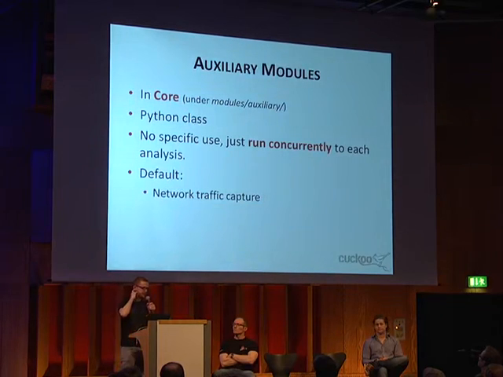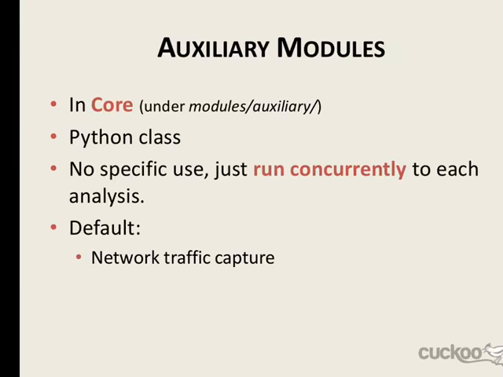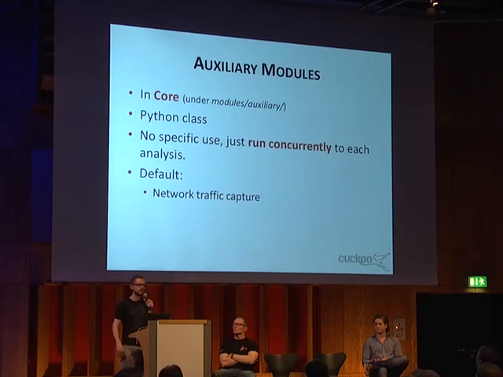Yeah, and then we have auxiliary modules, which are going to be introduced in the next version, so they're not really available as of yet. They are, again, just Python classes, and these are modules that can be used to run things concurrently to each analysis. So for instance, in the next version, we'll use it to do the network sniffing. So just run tcpdump concurrently to every specific analysis. And you can do it for other things: run another utility that connects to the virtual machine and does something with it, or these kinds of things that have to run concurrently from the host component.